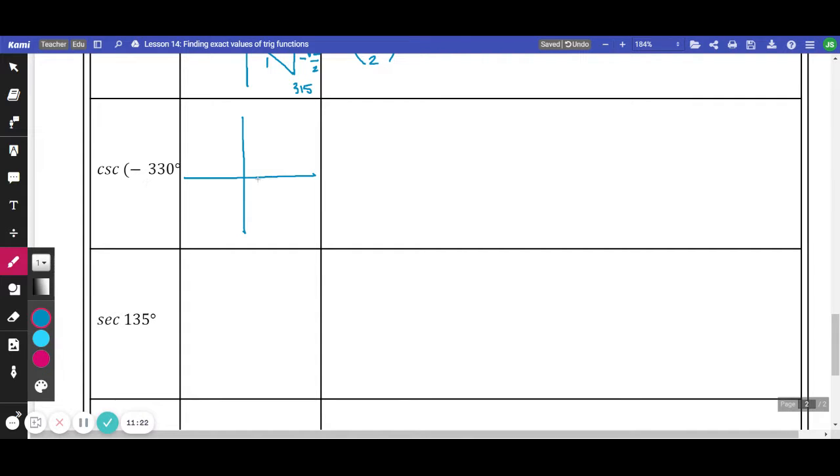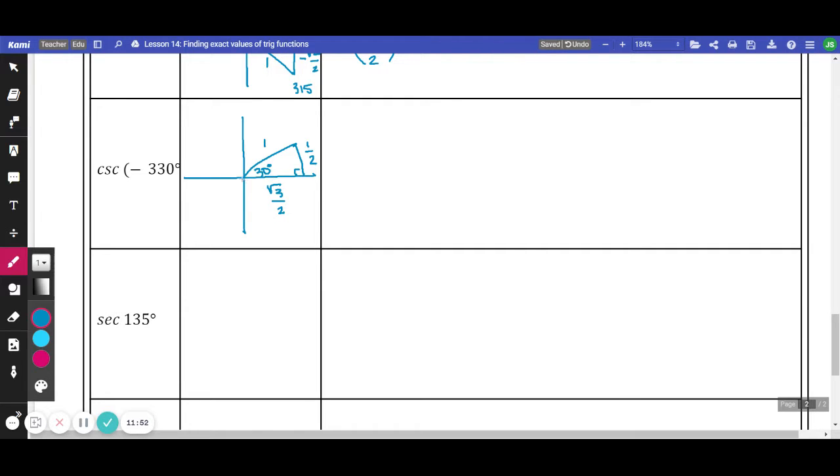Okay, so negative 330. So we're going to go in a negative direction. There's negative 90, 180, 270. 330 would be up here. 330 to 360 is 30 degrees. So this one's going to be a 30-degree reference angle. Hypotenuse is 1. The side across from 30 is 1/2. The third side is root 3 over 2.